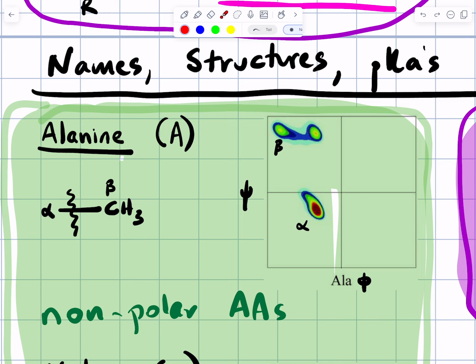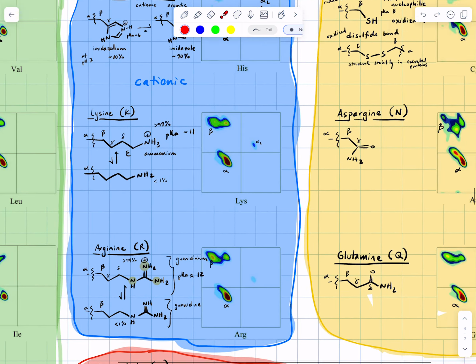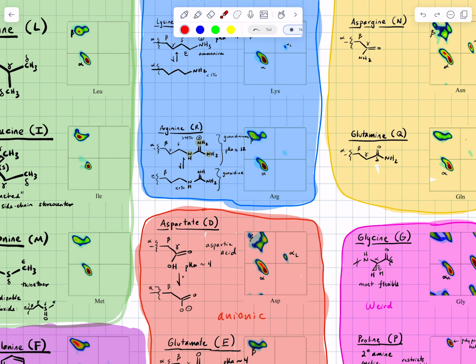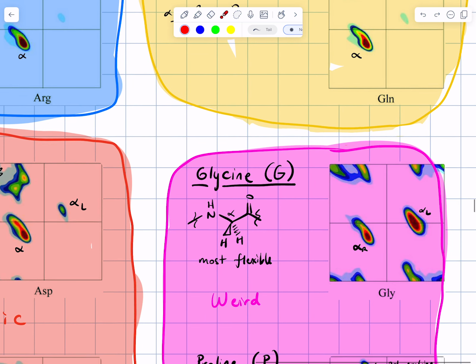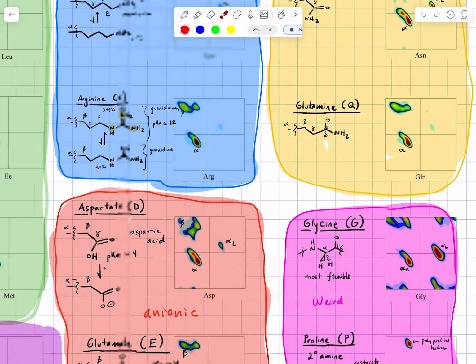Let me show you an amino acid that's less comfortable in an alpha helix. Let's go to glycine. This is in the category of weird amino acids. You'll notice that glycine is comfortable, it has a lot of examples in the alpha helical region, but it also has a ton of examples over here for positive phi values in ways that the other amino acids don't.